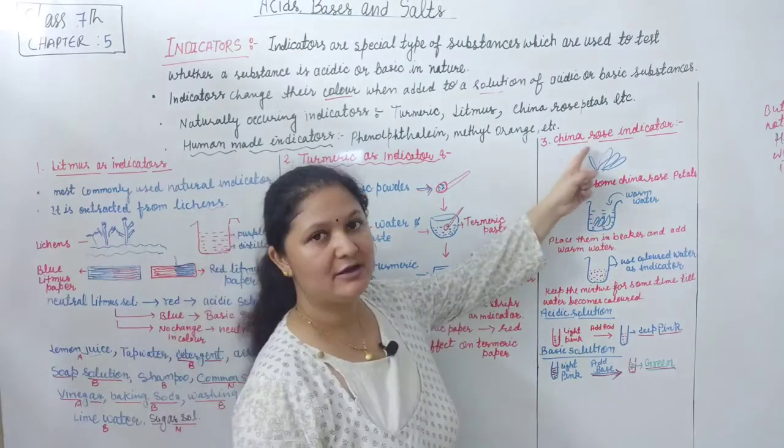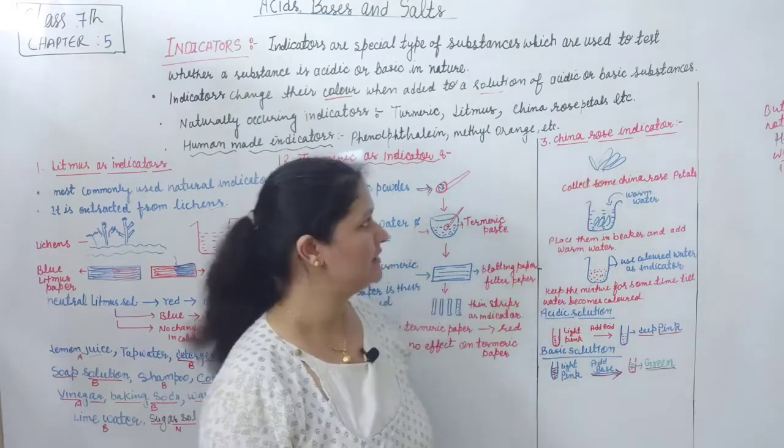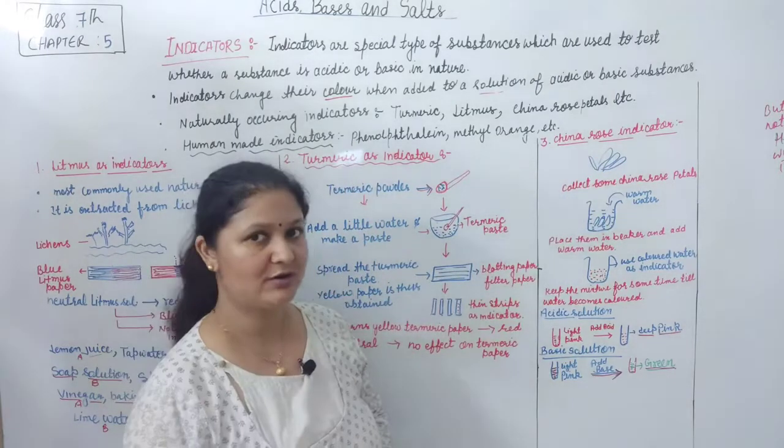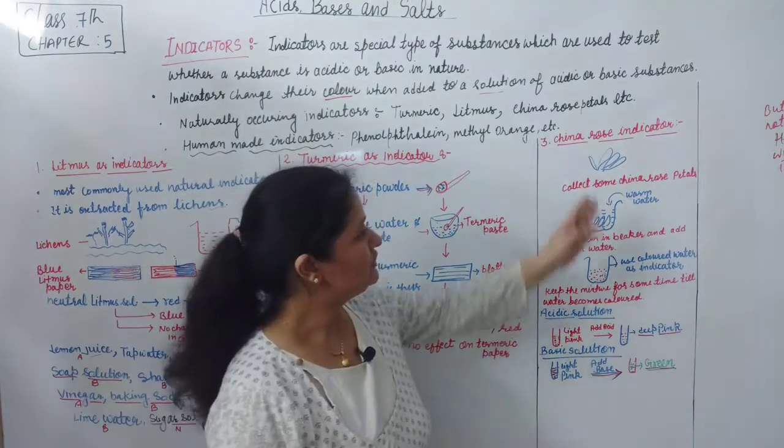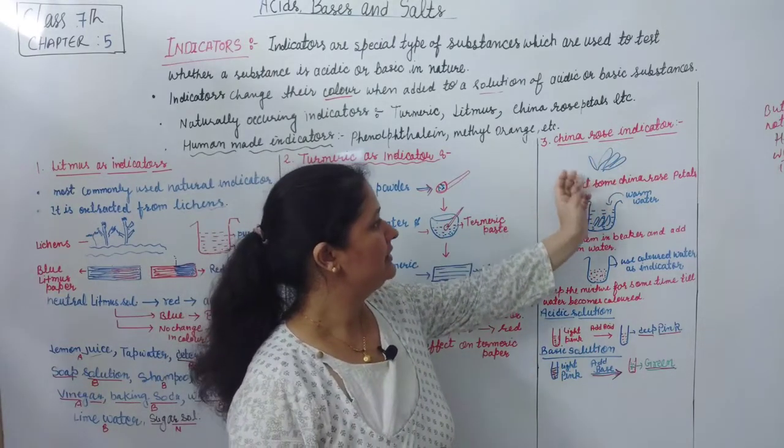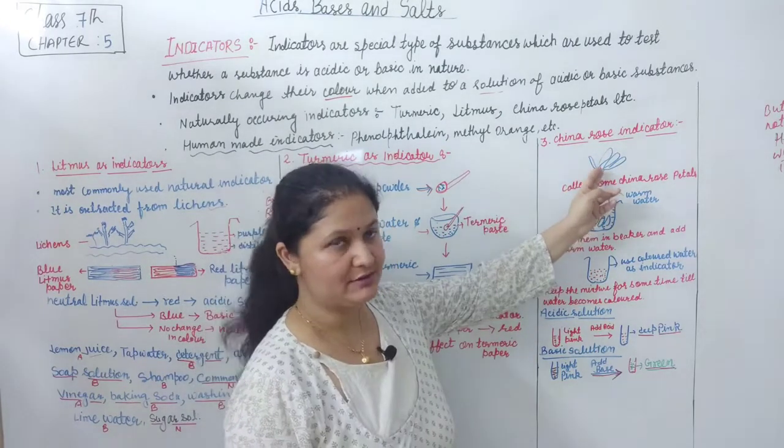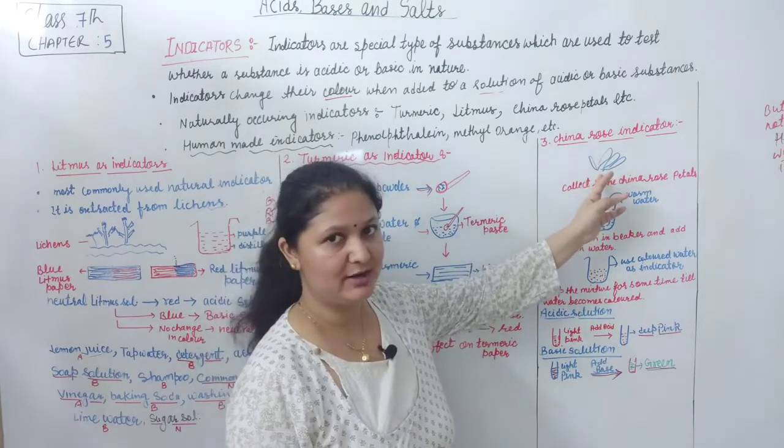Next one is China rose indicator. This is the third natural indicator. First of all, you collect some China rose petals. These are some China rose petals.